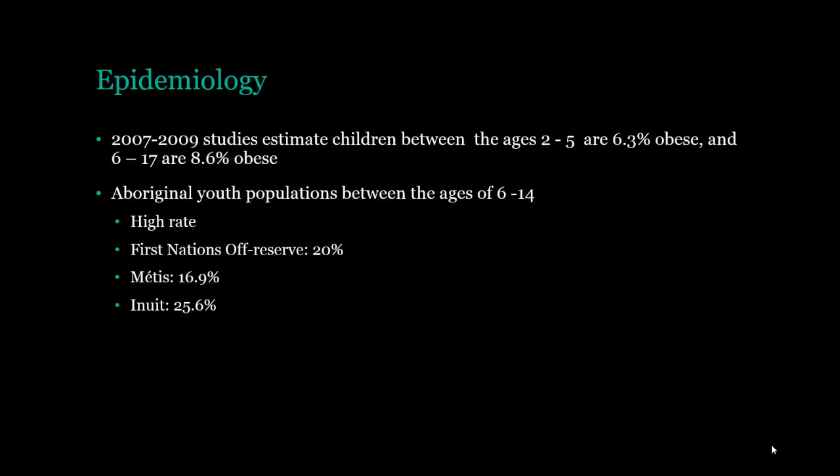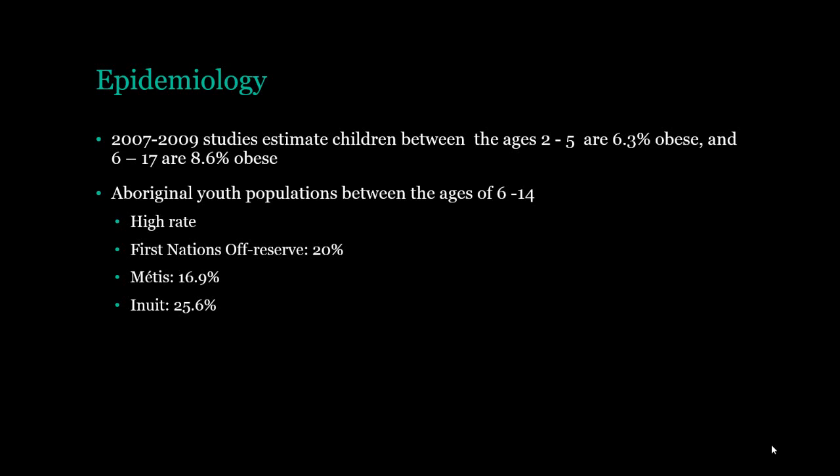Now for the epidemiology. According to measured height and weight data from 2007 to 2009, children and youth aged 6 to 17 were 8.6% obese, and earlier estimates suggest that 6.3% of children aged 2 to 5 are obese. Obesity among young children in Aboriginal populations is high, but tends to be lower among youth across all Aboriginal groups. At the provincial and territorial level, differences are statistically significant in Alberta, Manitoba, Ontario, and Quebec.